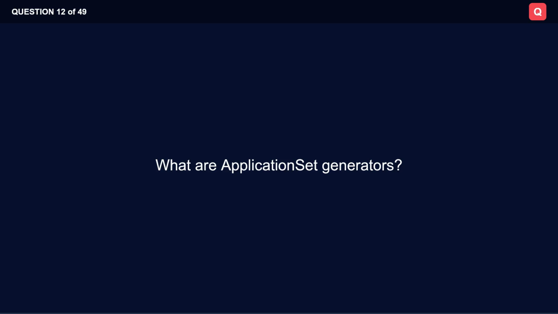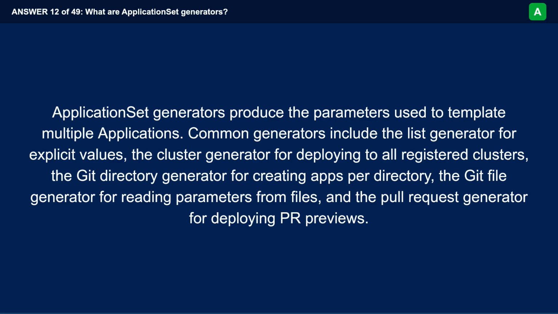What are application set generators? Application set generators produce the parameters used to template multiple applications. Common generators include the list generator for explicit values, the cluster generator for deploying to all registered clusters, the Git directory generator for creating apps per directory, the Git file generator for reading parameters from files, and the pull request generator for deploying PR previews.